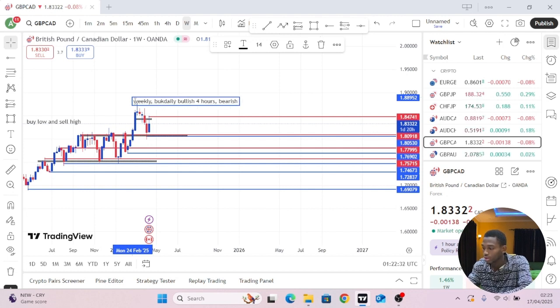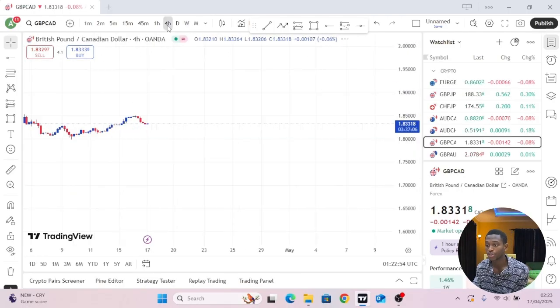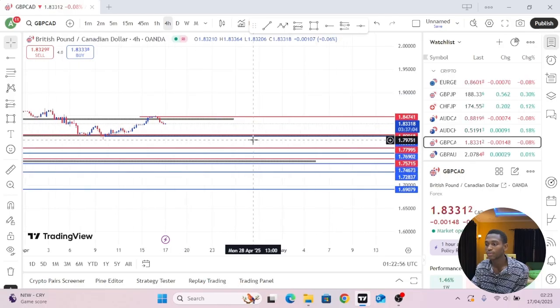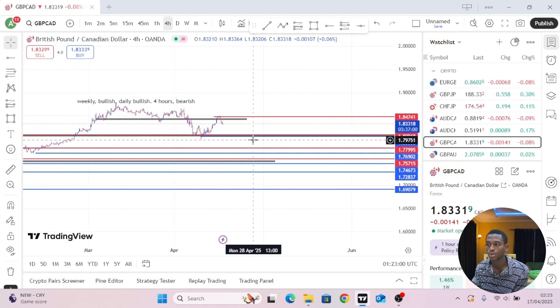Weekly bullish. So the weekly is bullish, the daily is bullish, and the 4 hours is bearish. So it means we're actually looking for buys and not sells. Now, yes, the 4 hours is bearish, but we're not going to mind this 4 hours bearish move because the market is actually going to the upside.